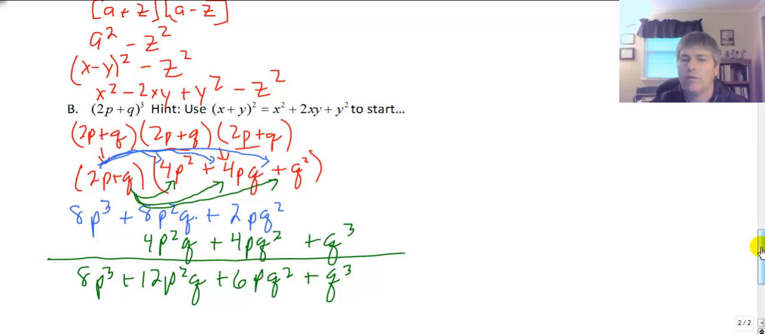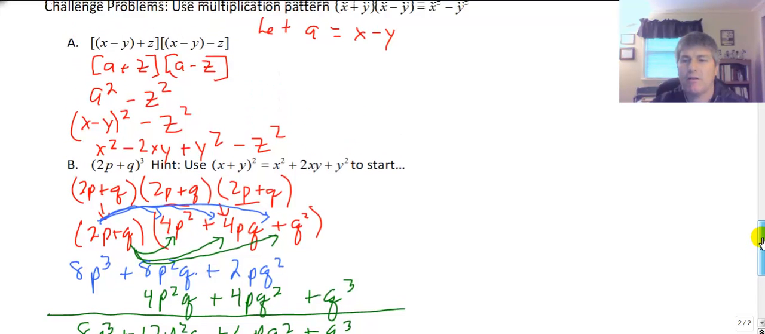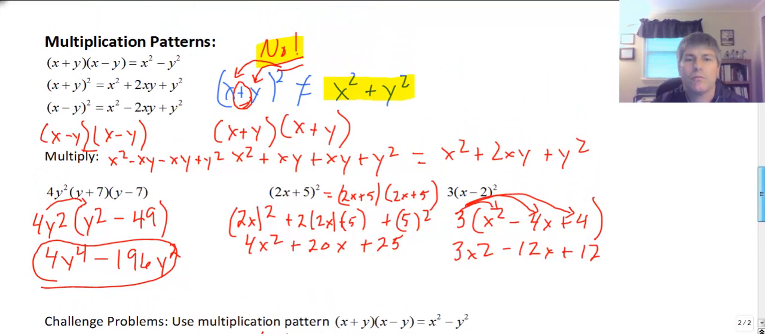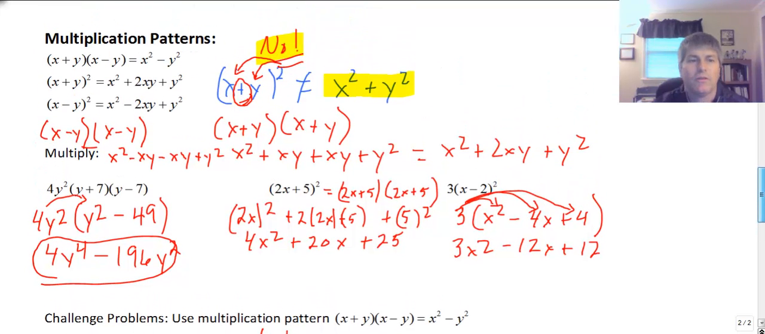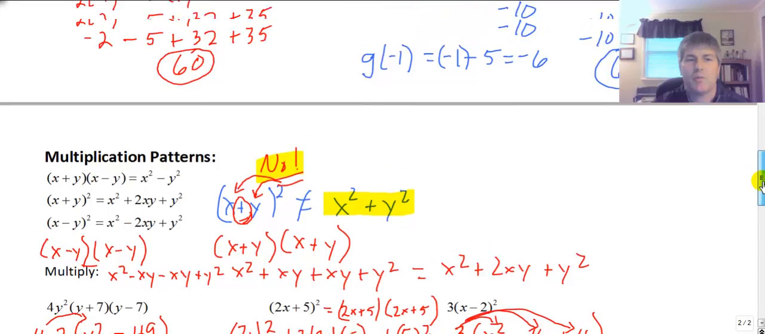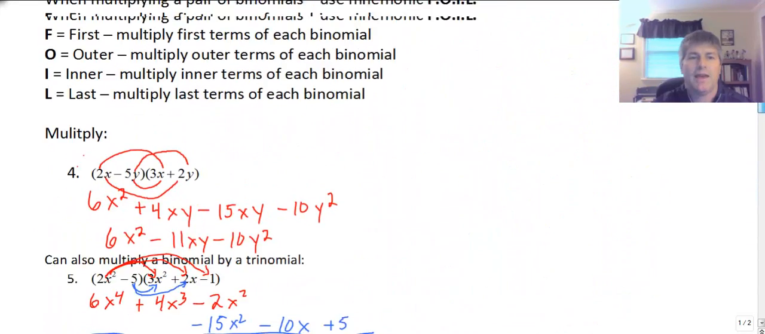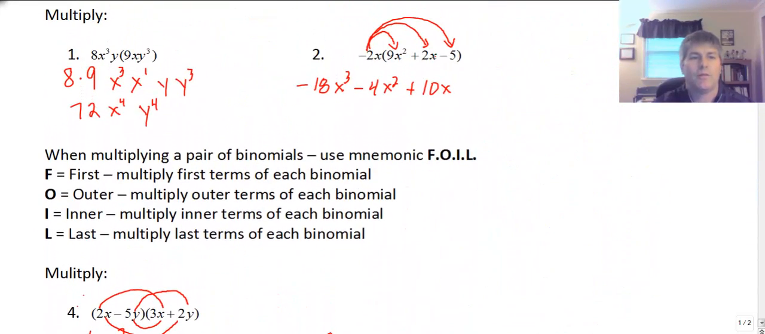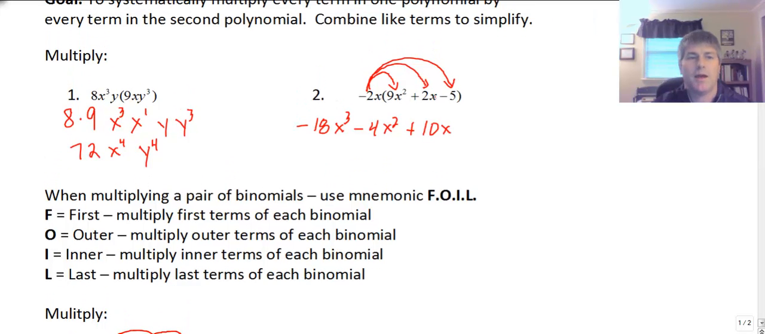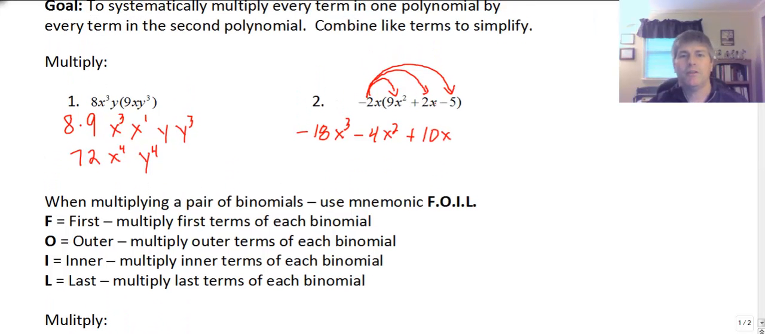So we've shown examples of how to FOIL. We've reviewed our multiplication patterns. You'll have to memorize those. I encourage you to work on that right away. We've shown some examples where we've applied those multiplication patterns. And then we started with just multiplying a couple of monomials together and applying our laws of exponents. So that takes care of multiplying polynomials, and we will see you in class.